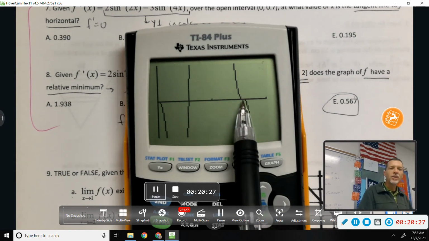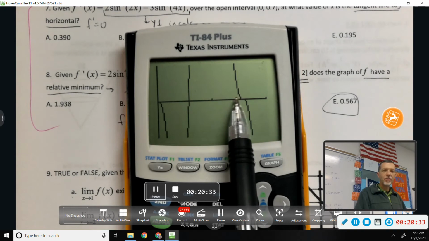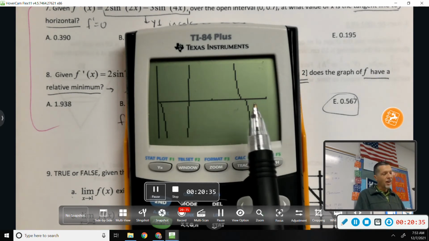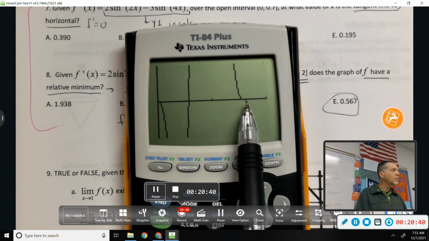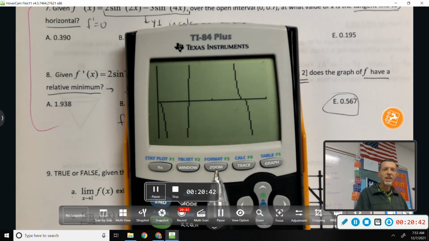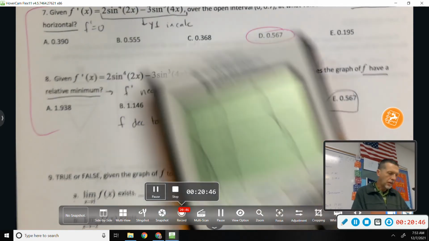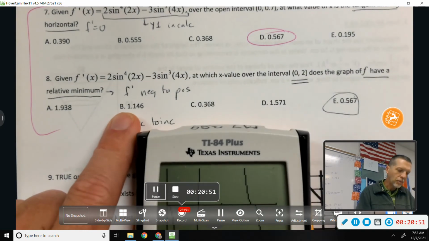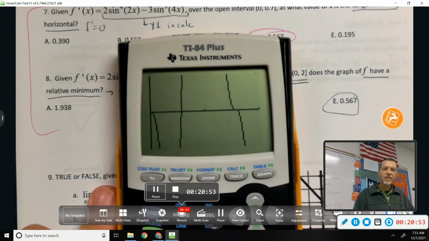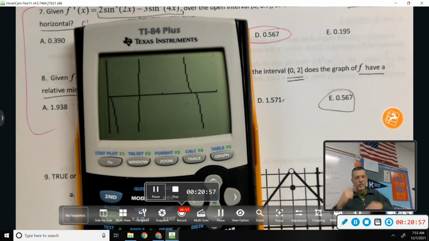What's happening on the graph of f at this spot? This is the graph of f prime. What's happening on the graph of f at this value of x? That's a max, because f prime changes from positive to negative. So f has a max at whatever that is. That's probably 1.571. So that's for people who got the plus-minus thing backwards.